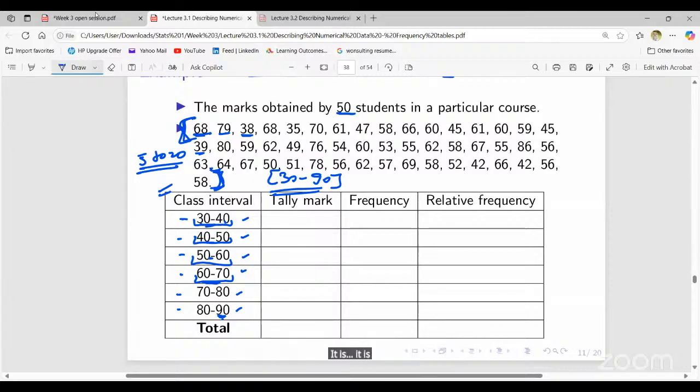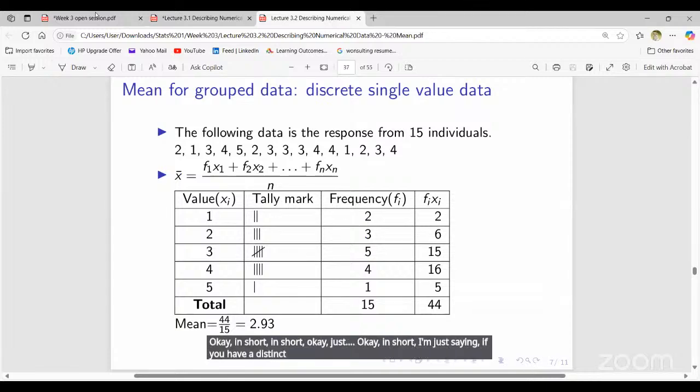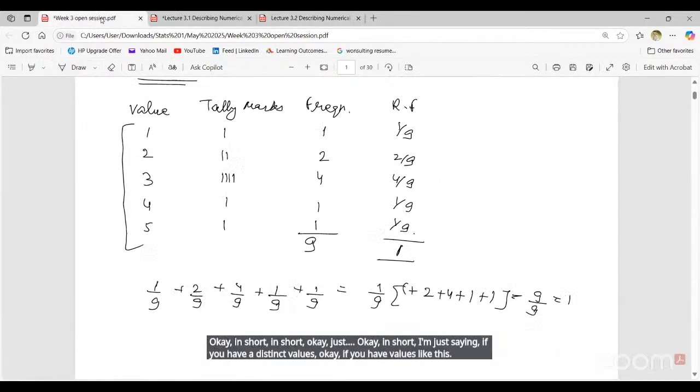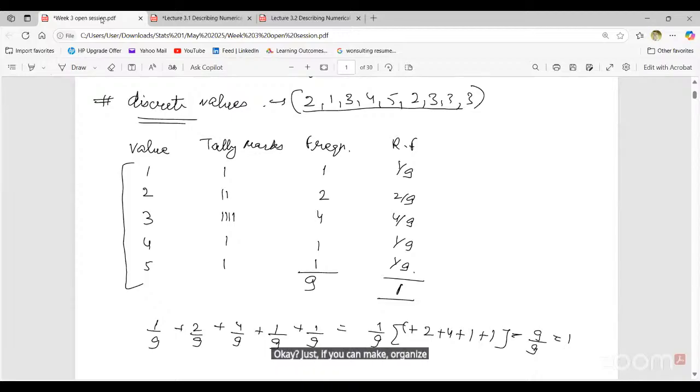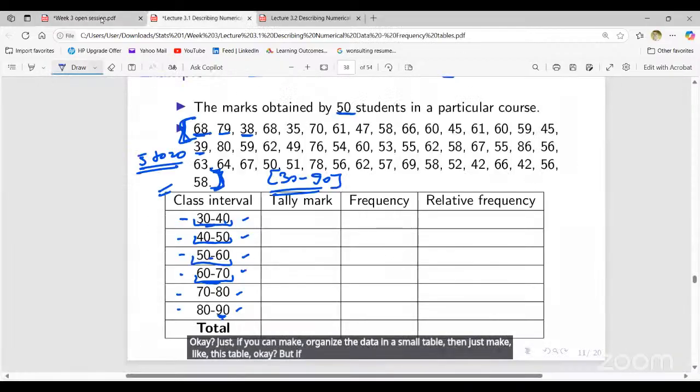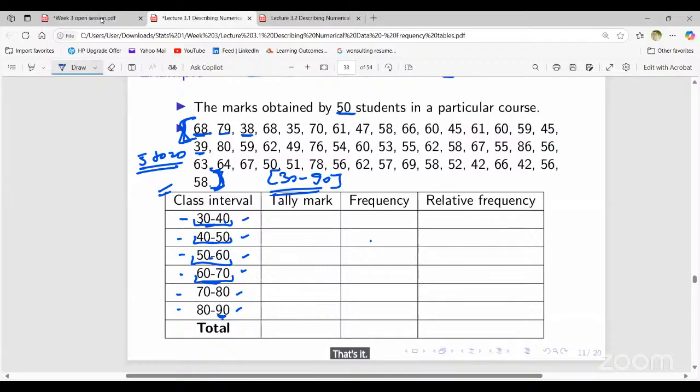It is 30 to 39, 40 to 49, 50 to 59. Means 40 will be included in the next one, like 31 to 49, like that he's asking, ma'am. In short, I'm just saying if you have distinct values, if you can organize the data in a small table, then just make a table like this. But if you have a long data like this, just make the class intervals, and calculate the frequency and the relative frequency. That's it. Understood? Okay, ma'am. Got it?